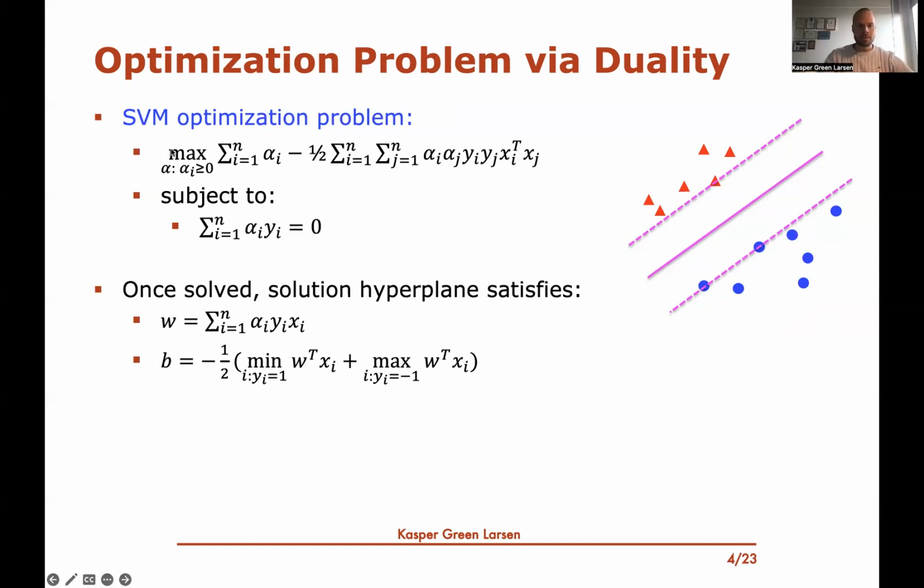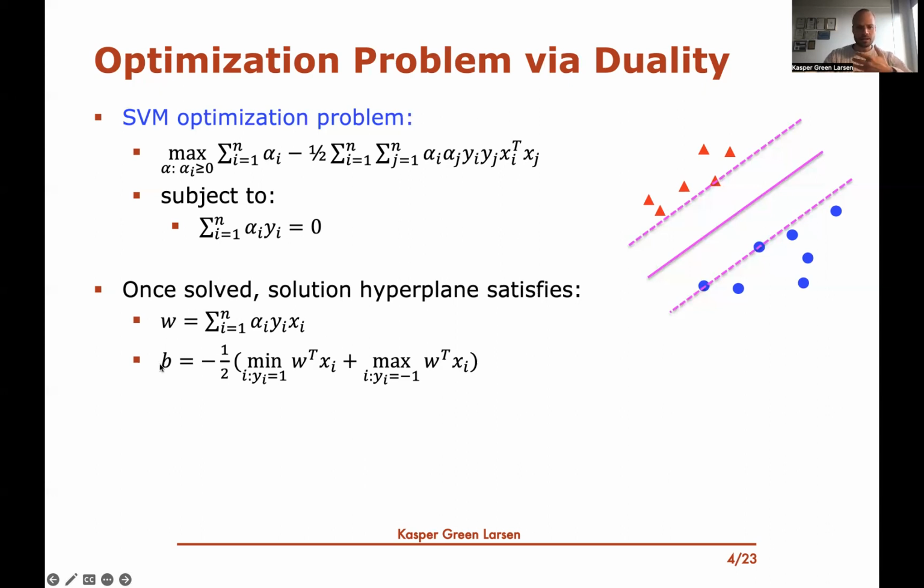So what we ended up with was this optimization problem. We have to choose these non-negative alphas to maximize this objective function up here, subject to the constraint that the sum of alpha_i y_i has to equal 0. Once we've solved it, the optimal vector w describing the hyperplane with the maximum margin is found by computing this linear combination, where you sum over all the training examples alpha_i times the label y_i times the feature vector x_i.